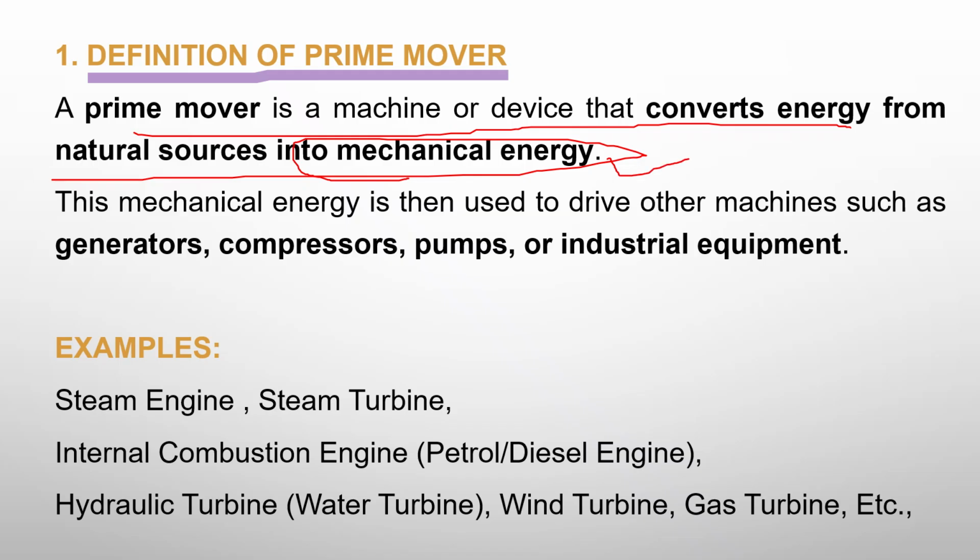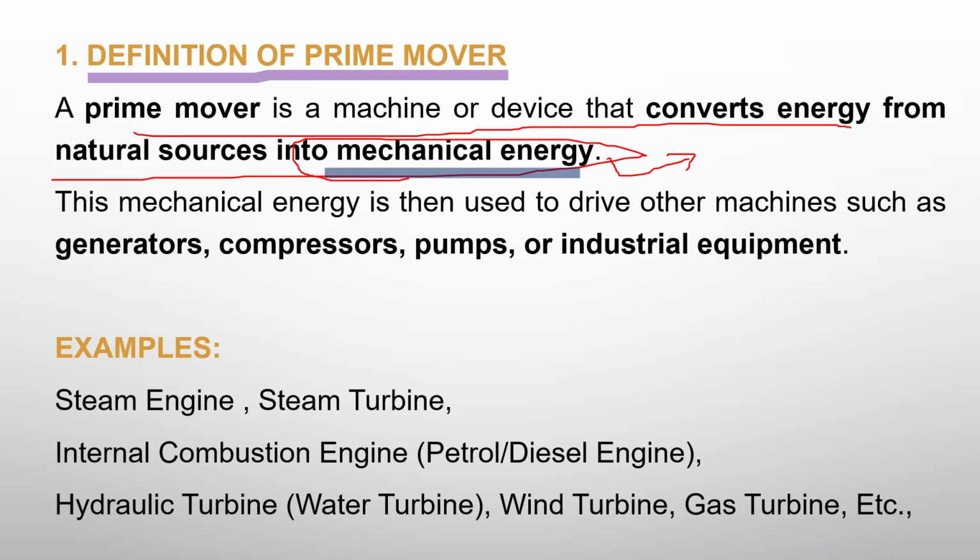We can convert this mechanical energy into electrical energy because we can easily control electrical energy. Like, when we switch on, electrical energy is available, and when we switch off, electrical energy is not available. So ultimately, through the natural source we are converting into mechanical energy, and as and when required this mechanical energy can be converted into electrical energy.